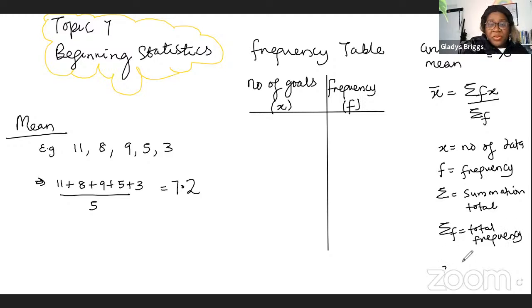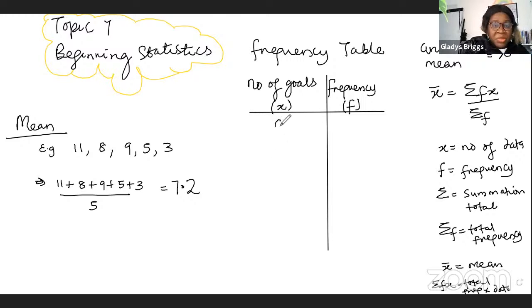Okay, and of course, X bar means the mean, arithmetic mean. And sigma F times X is the total frequency times data, okay? Okay, let's have a look at this table.